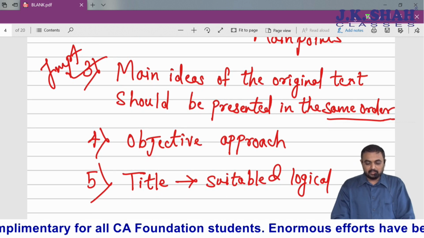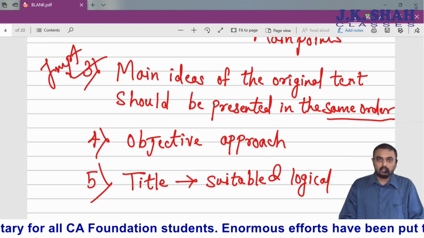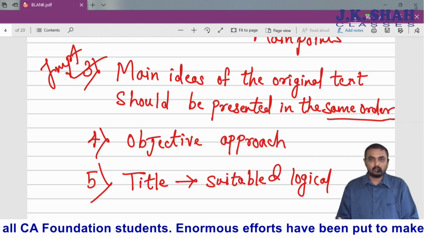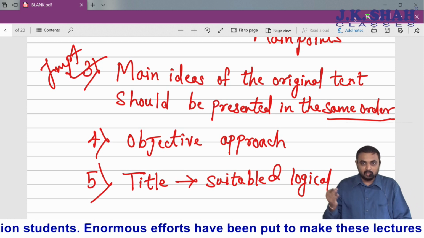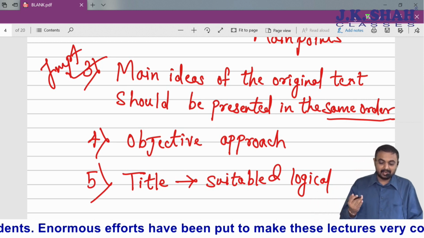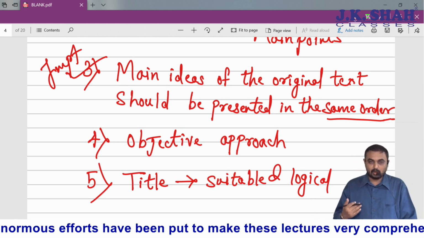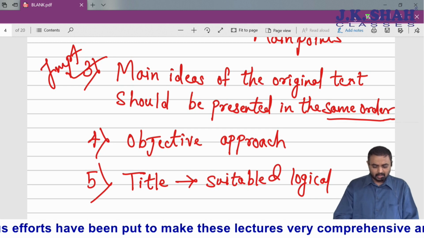Fourth one is objective approach. You already know, one is subjective approach. When you add something of your own, it is called a subjective approach. If you are referring to the passage and writing as per the passage, it is called objective approach.